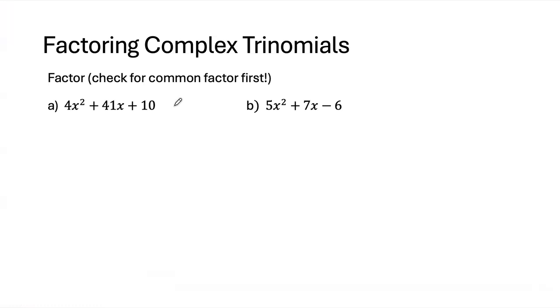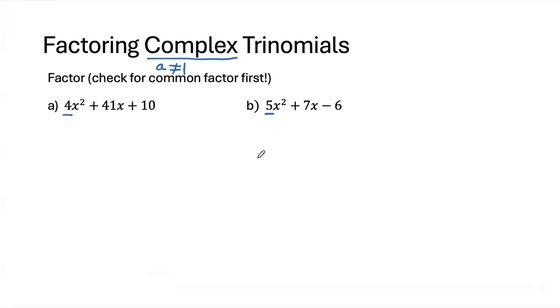Here I'm going to do 4 examples on how to factor a complex trinomial. So trinomial means I have 3 terms, and complex means that my a value, which is the coefficient on the x squared, is not equal to 1. So 4x squared, 5x squared, these are complex trinomials.